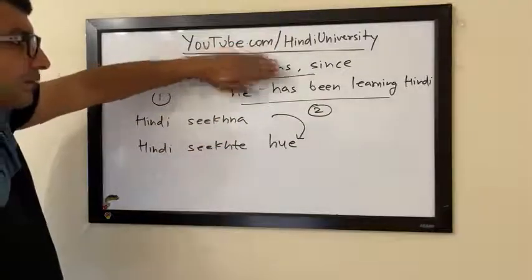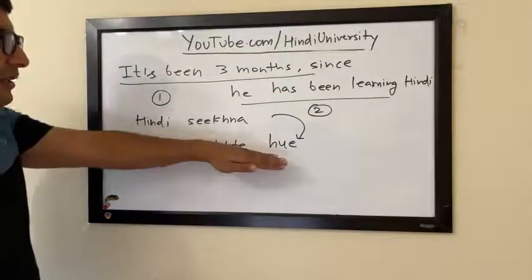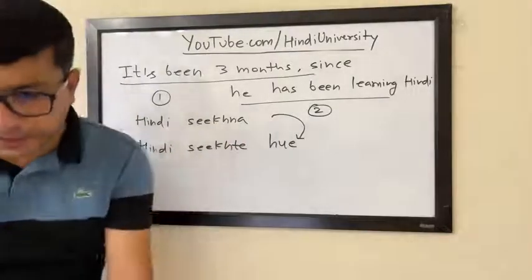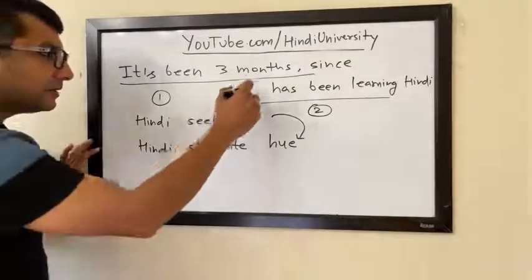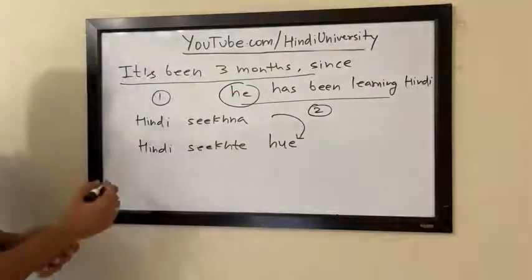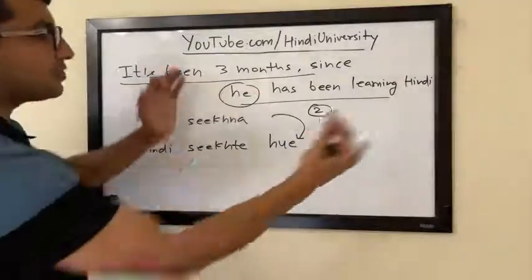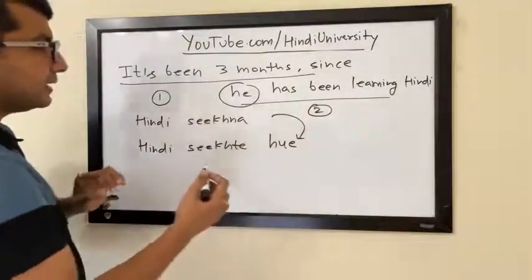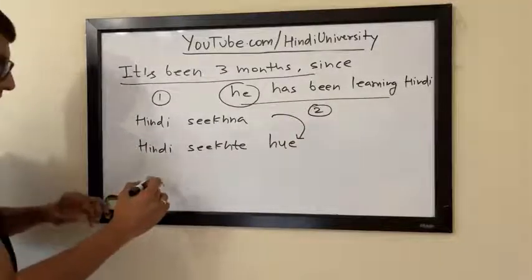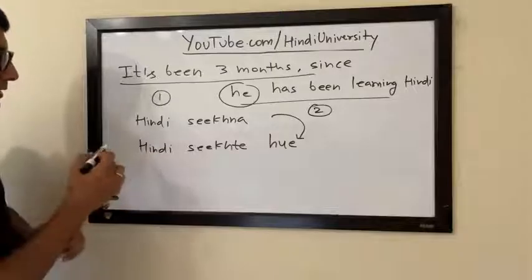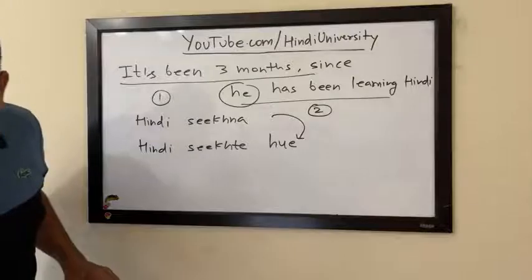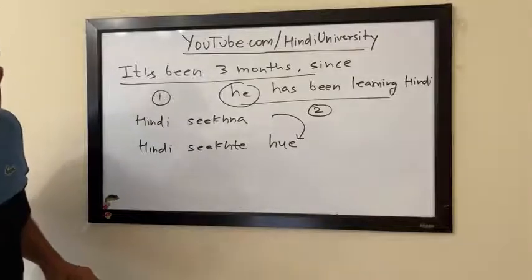So forget about part 1. We are still on part 2. Hindi seekhte hue. Let's say there is a pronoun called vah. And I'll need your help, Radhika ji. So how will we say the second part? Let's try to put it together. He has been learning Hindi. What will be the structure? You have a subject here, right? Let me know when you unmute or when you're connected, and then we'll work together.